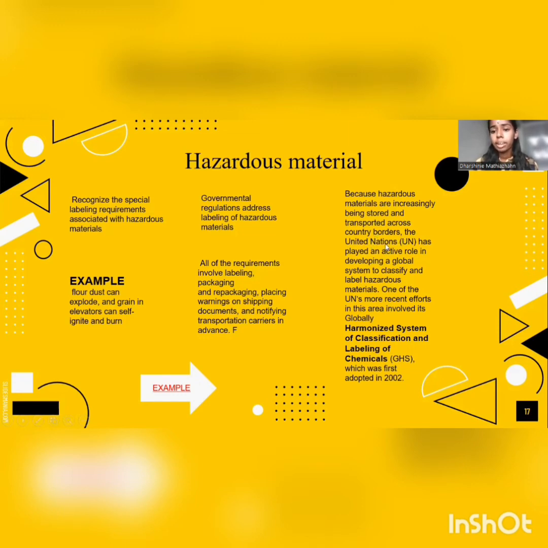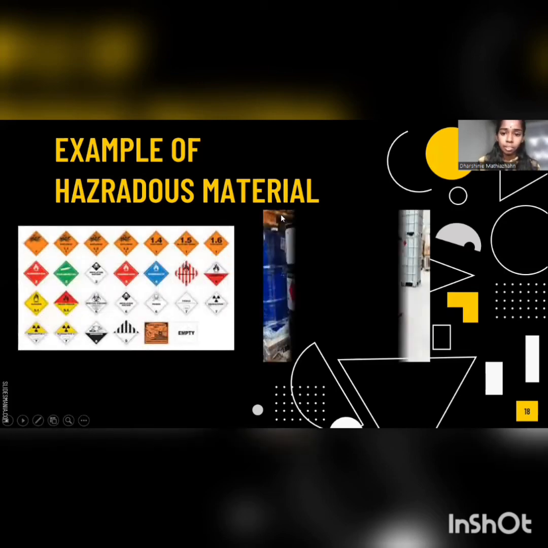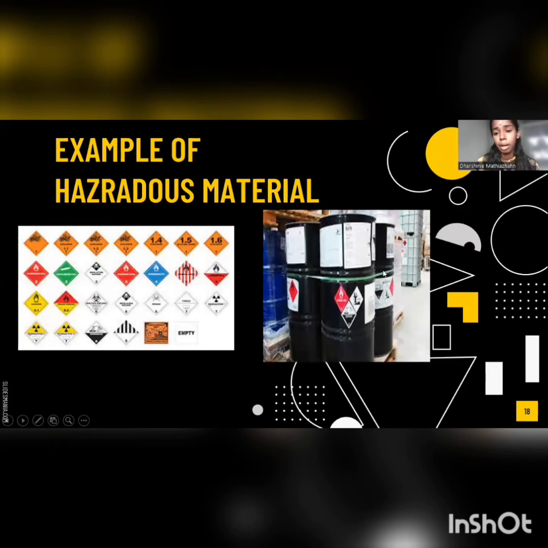This is important because hazardous materials are increasingly being stored and transported across the country and abroad. The United Nations has played an active role in developing a global system to classify and label hazardous material. One of the UN's more current efforts in this area is the Globally Harmonized System of Classification and Labeling of Chemicals, GHS, which was first adopted in 2002. Okay, the examples of hazardous materials. Okay, these are the examples and these are where they have to be stuck.